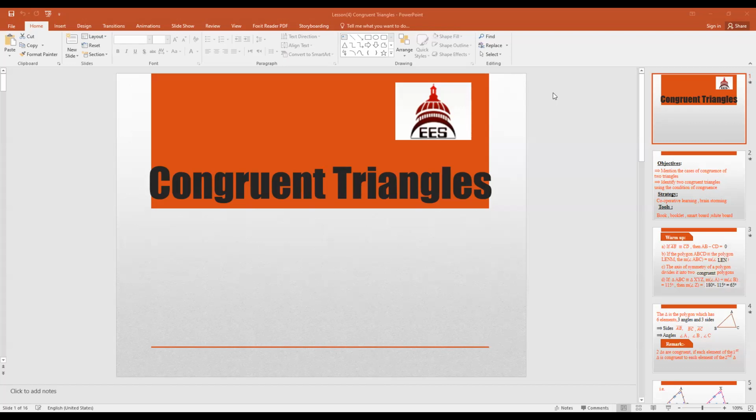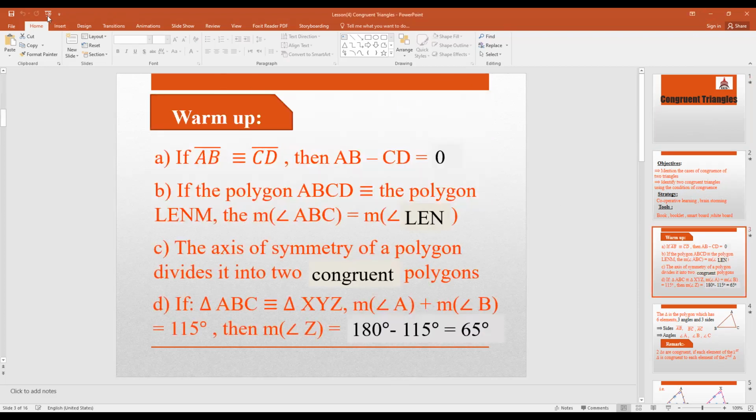Yesterday, we studied a lesson of congruent polygons, and we say that two polygons are congruent if each side in the first polygon is congruent to the corresponding part in the second polygon, and each angle in the first polygon is congruent to the corresponding part in the second polygon. Today, we will study congruent triangles. Let's make a quick revision about what we studied in the last session.